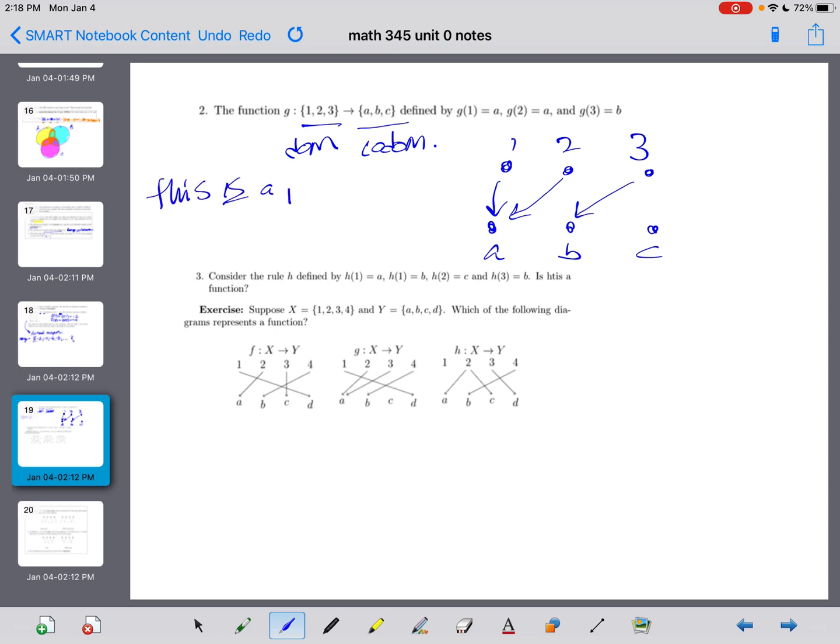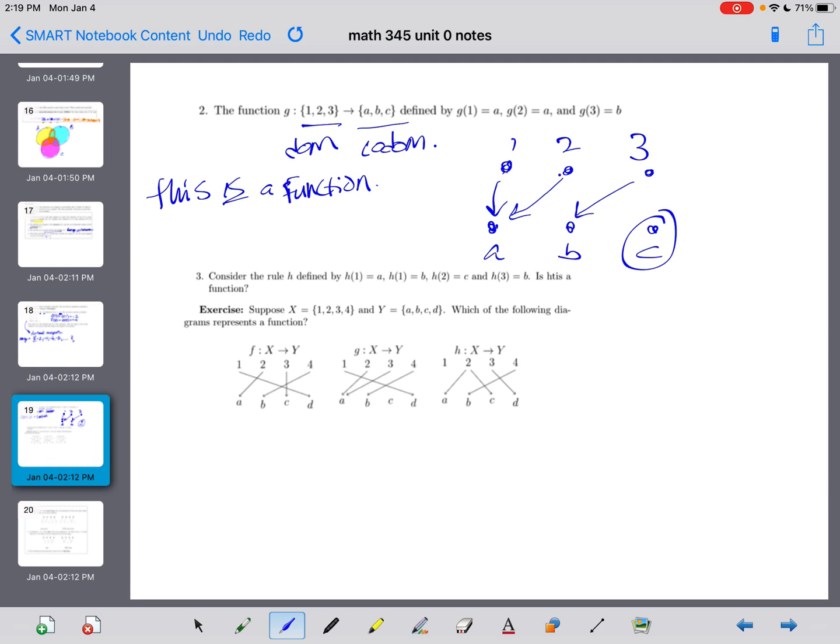This is a perfectly good function because every element of the domain gets assigned to something in the codomain. Notice that nothing gets mapped to C. That's okay, right? Not every element of the codomain has to be in the range, has to be an output of the function. And it's allowed for two different elements of the domain to be mapped to the same element of the codomain. That's fine.